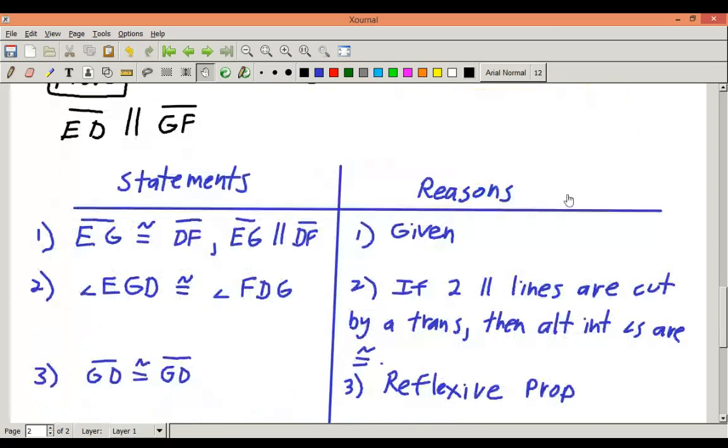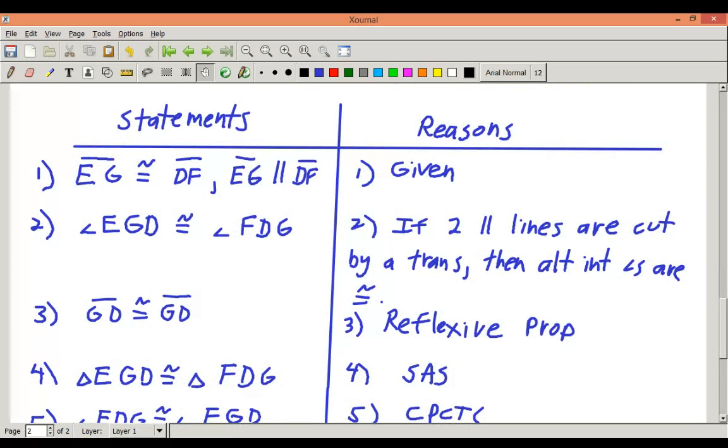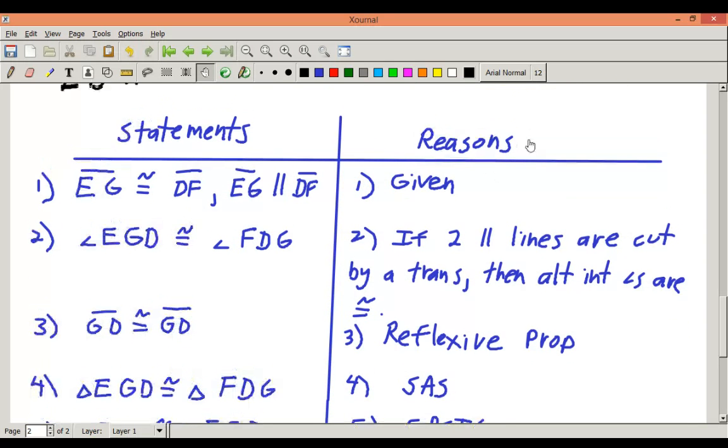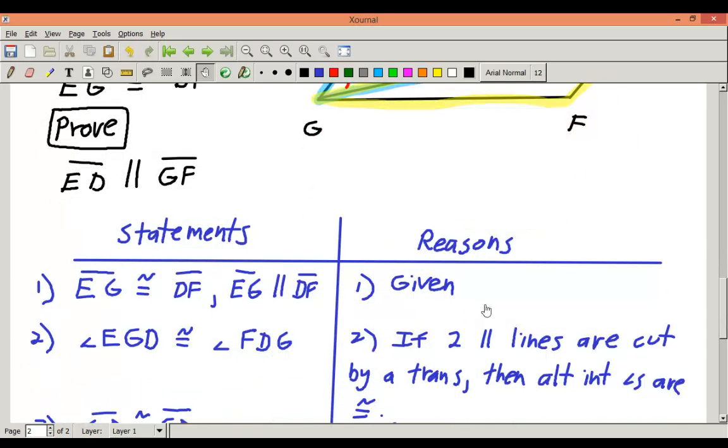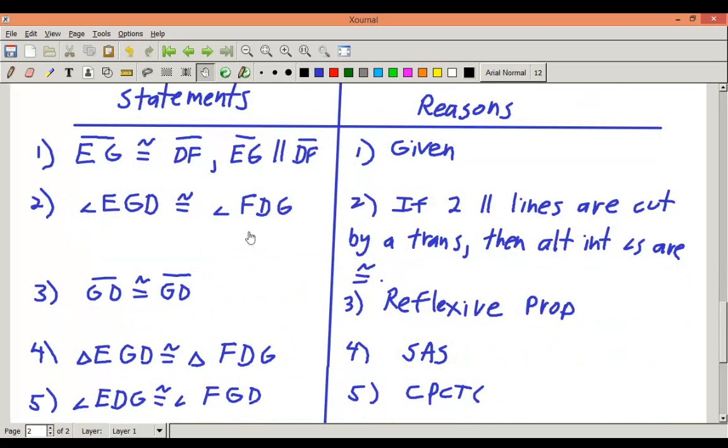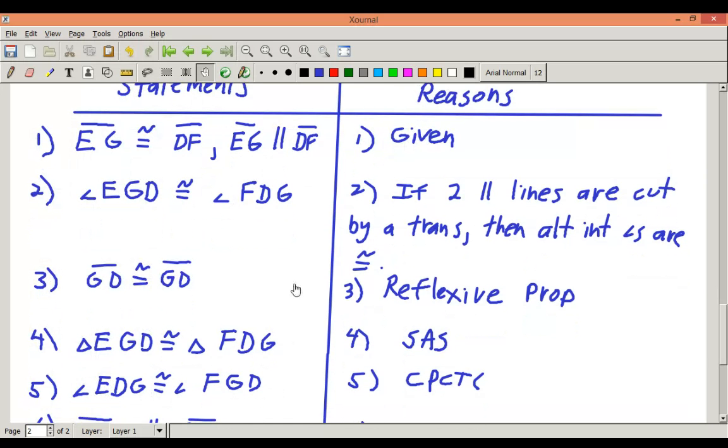Now, what's our next step? We're saying those two triangles are congruent by SAS. Let's see if that's really true. So is the blue triangle congruent to the yellow triangle by side angle side? Well, look, in the blue triangle, you got side, included angle, side. Same thing in the yellow triangle, side, included angle, side. So if you took this yellow triangle and kind of rotated it counterclockwise, those two colored triangles would fall right on top of each other. So they're congruent by SAS. That's our fourth statement.